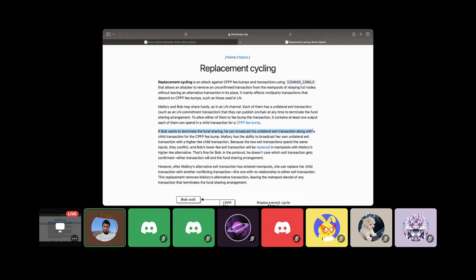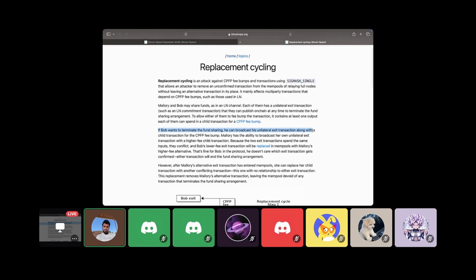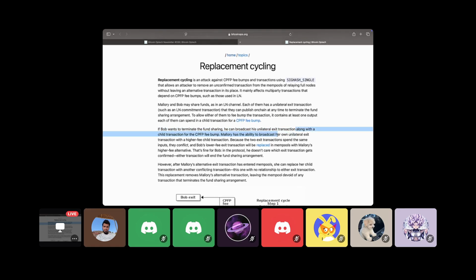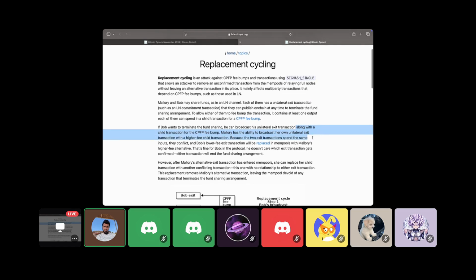So Bob is not in need of any more prerequisites from Mallory's end. Rather, Bob just needs to broadcast this transaction. So if at any given point in time Bob wants to opt out of it, then Bob will broadcast his version of the unilateral exit transaction, along with the child transaction as discussed for the CPFP bump. Mallory has the ability to broadcast her own unilateral exit transaction with a higher fee child transaction, right?